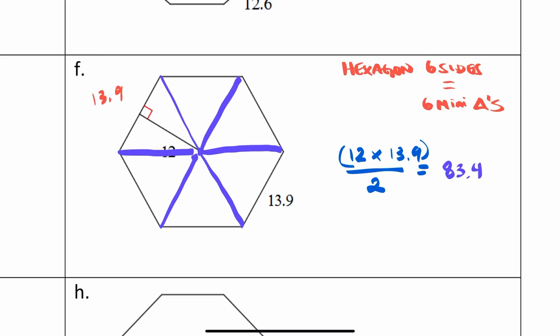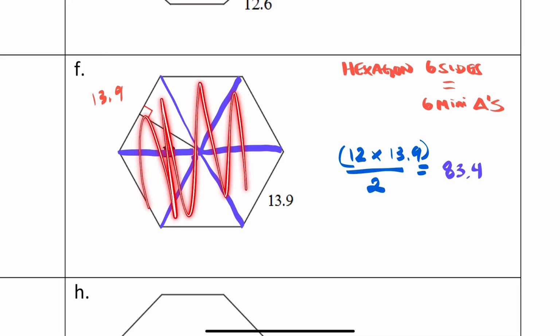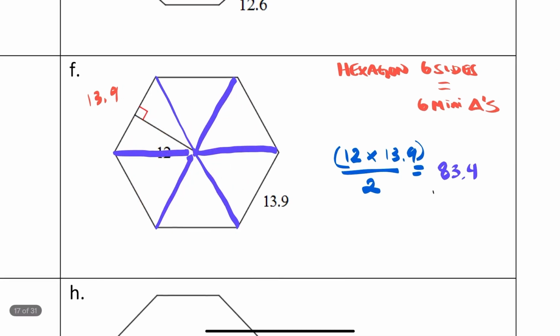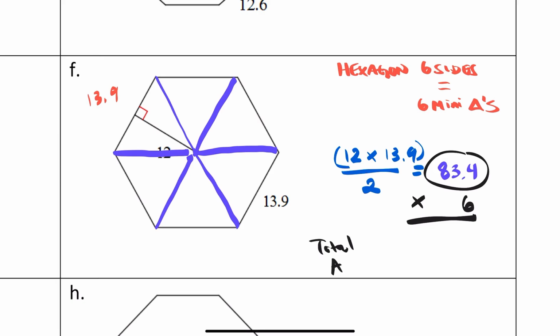83.4. The last step to find the total area of this hexagon is to take that value of the mini triangle and multiply it by how many mini triangles I have, which is 6 in this case. And so our total area of this hexagon is 500.4. All right, hope that was helpful.